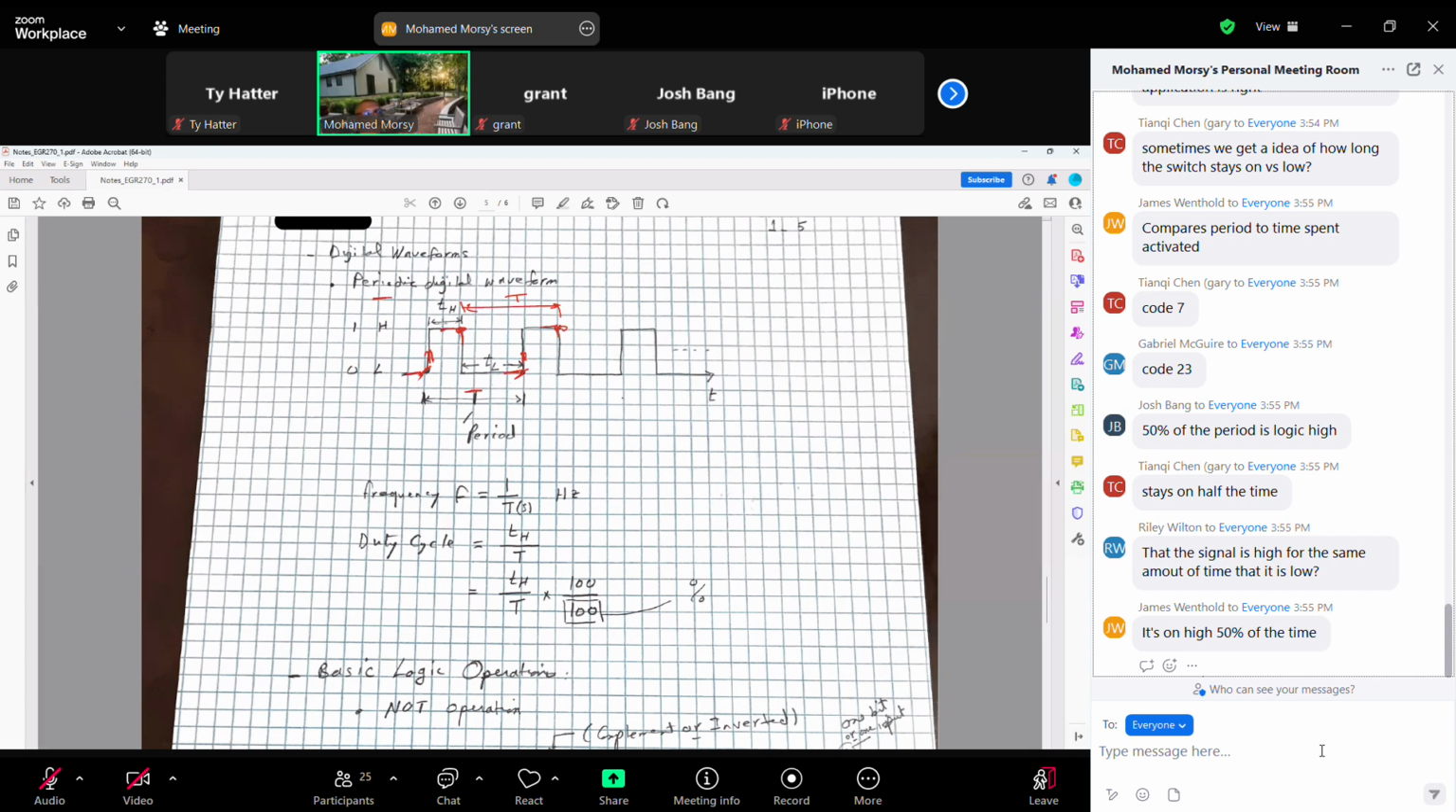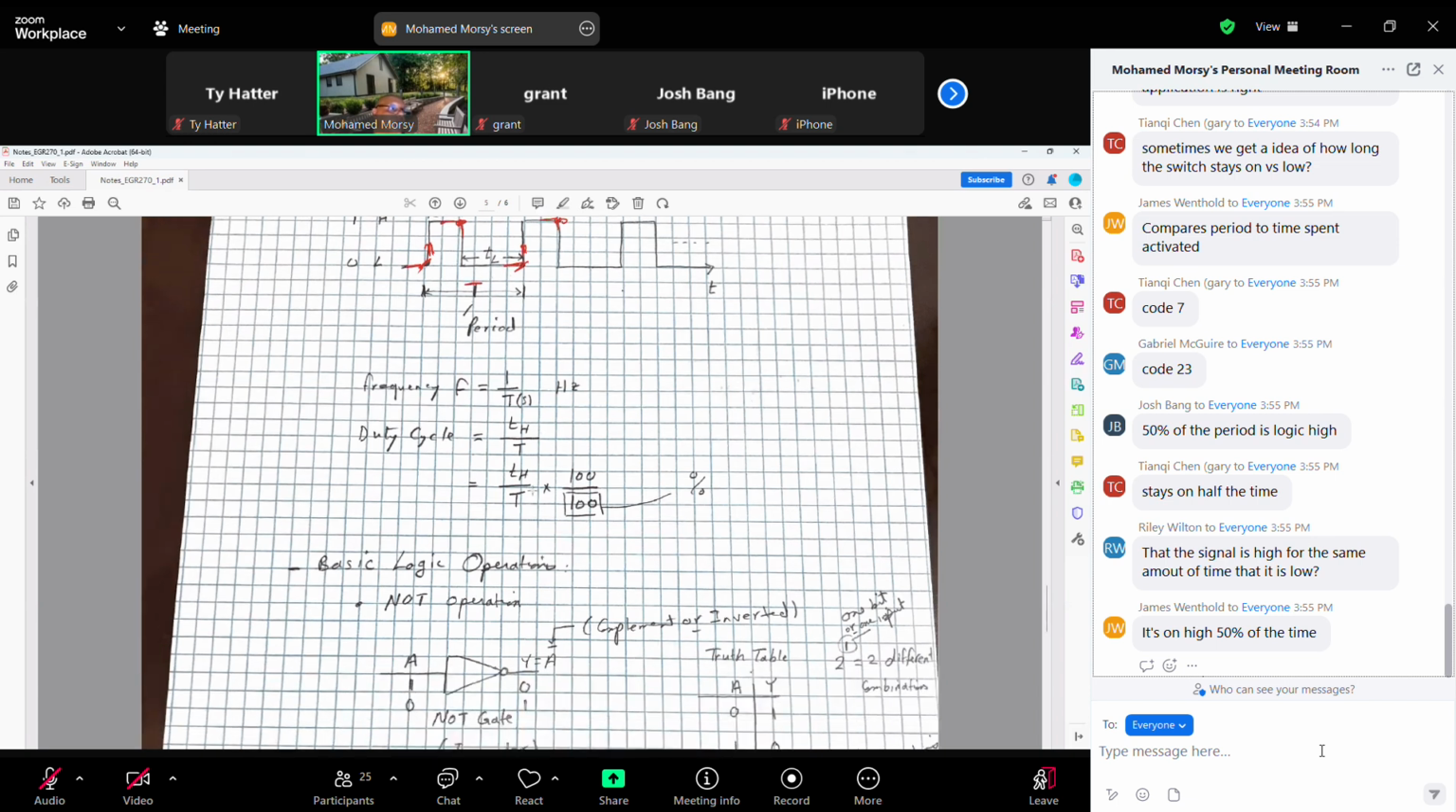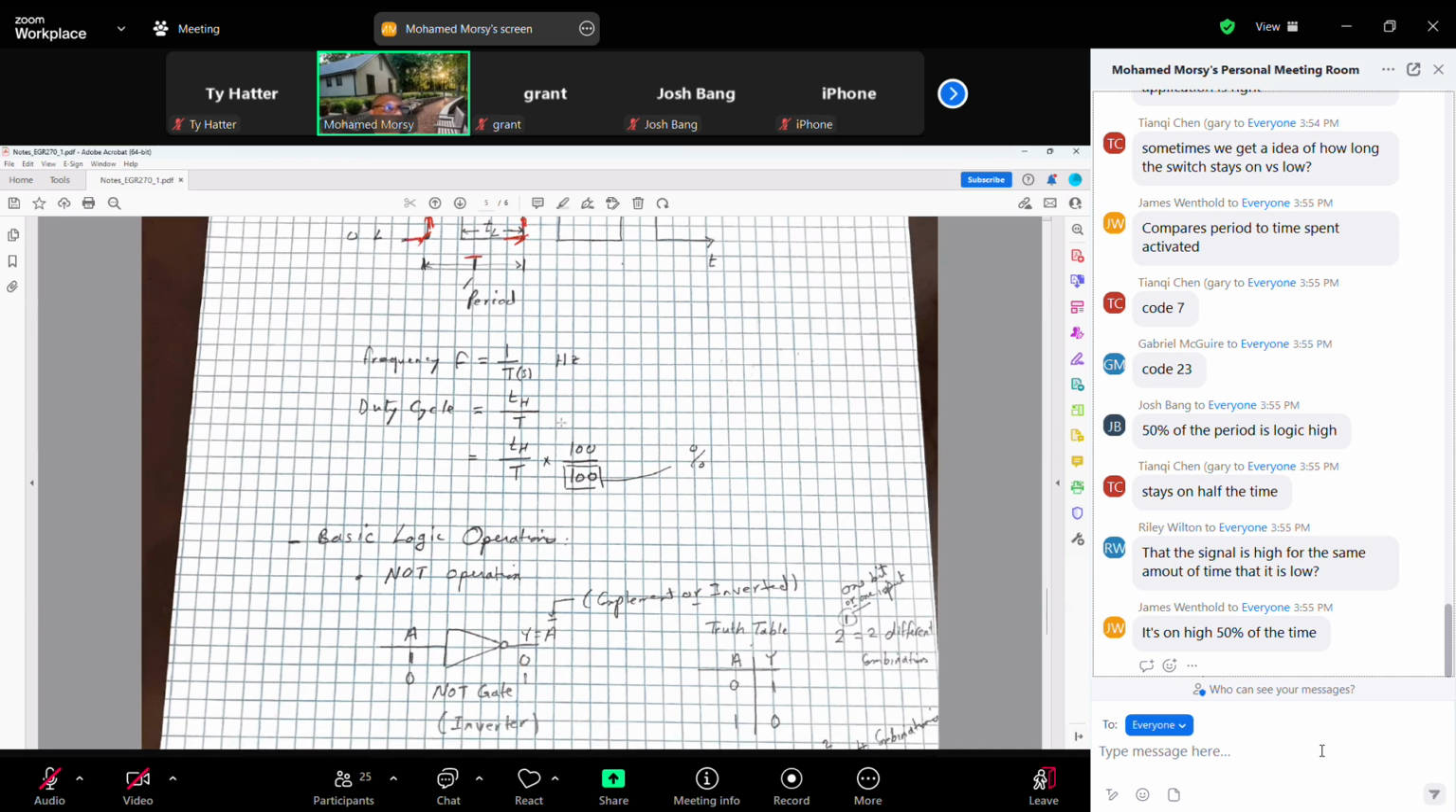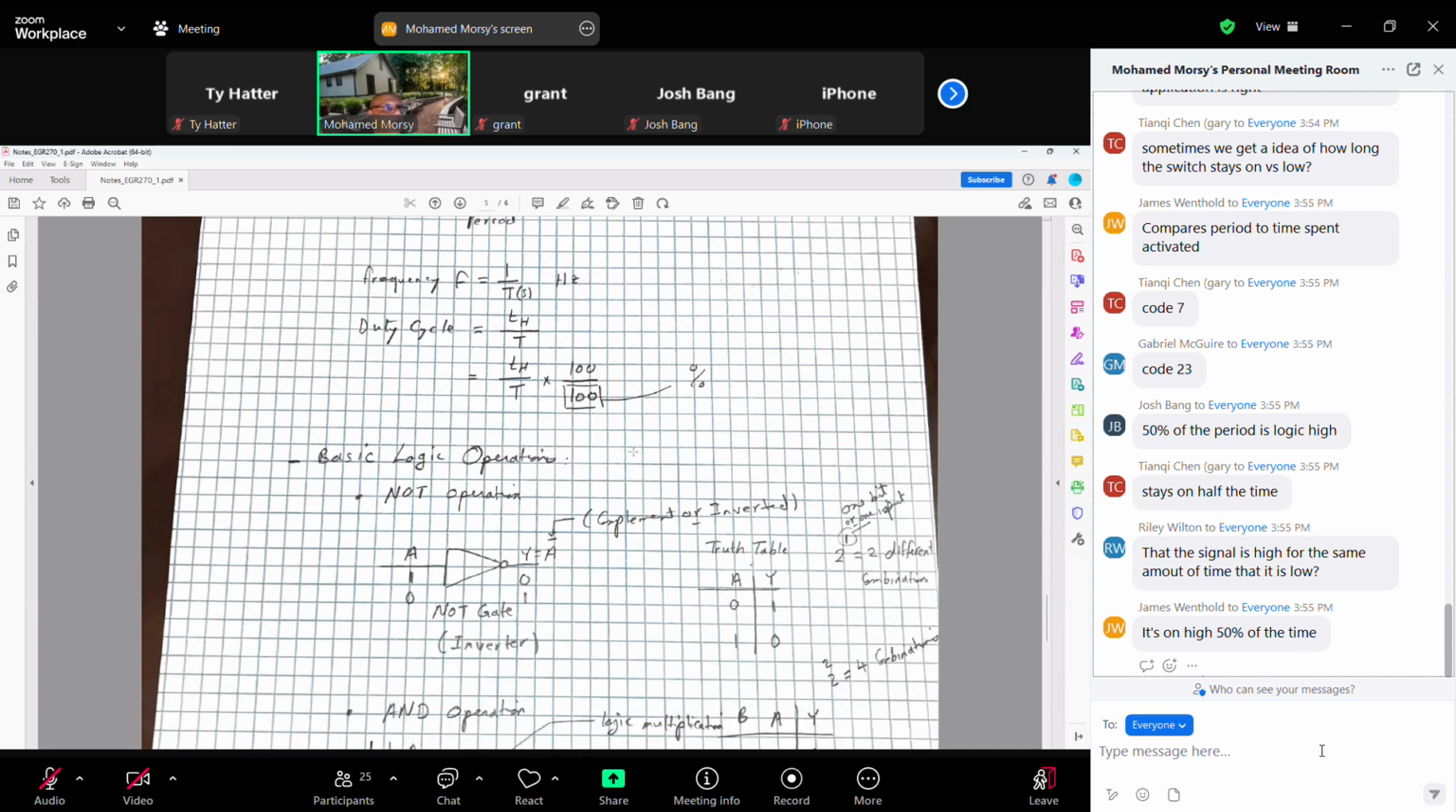Like say the equipment is used for 1 hour. So half an hour the transistors are on and half an hour the transistors are off. So this is the meaning of a duty cycle. It indicates how much time the equipment is on relative to the total time you use the equipment.